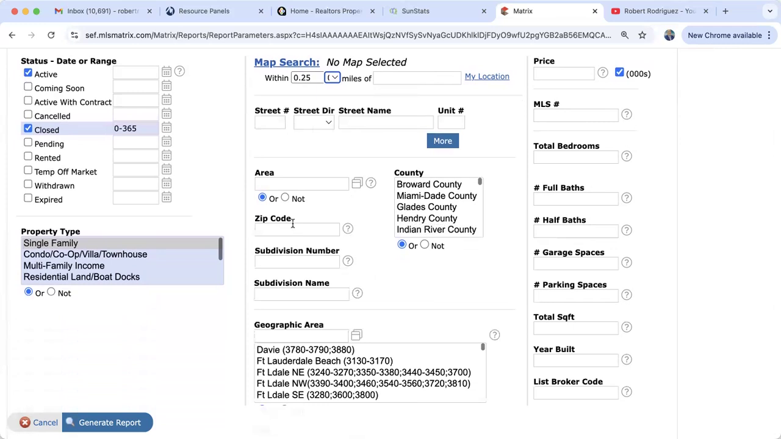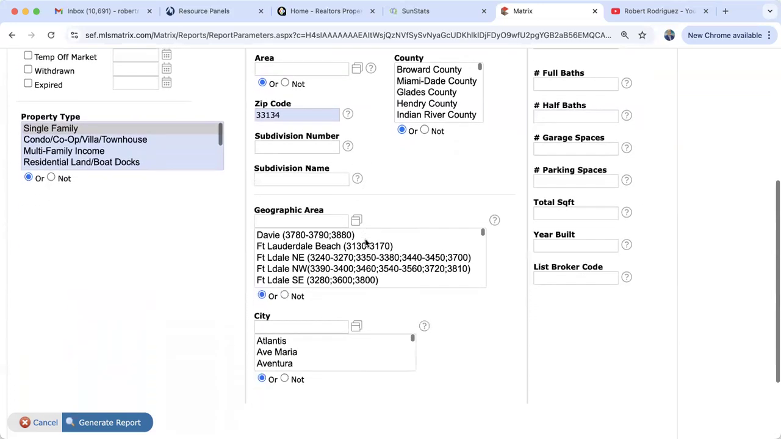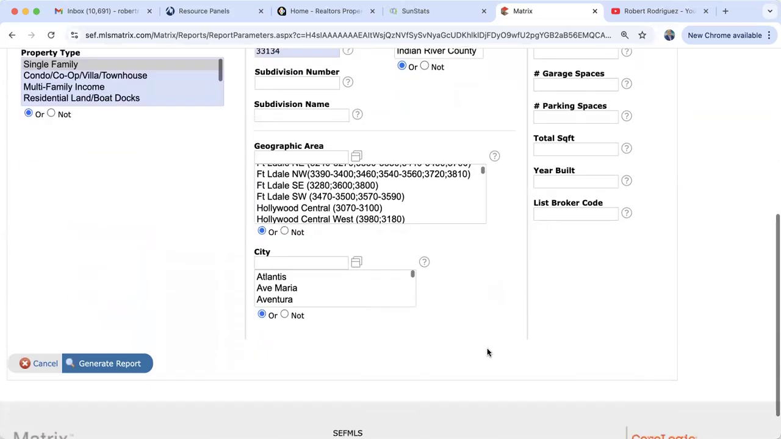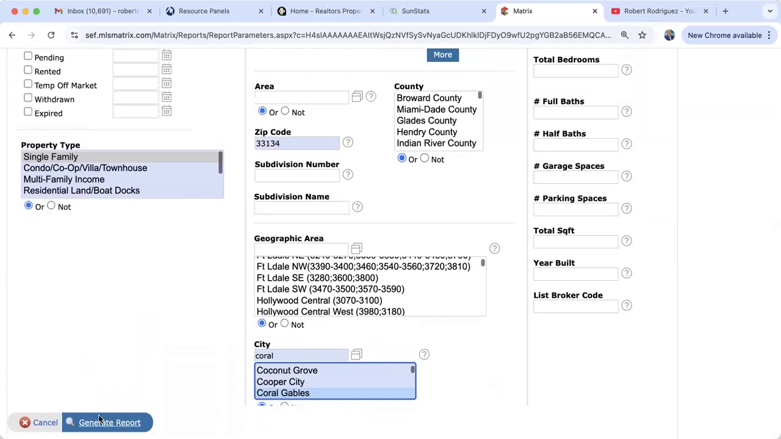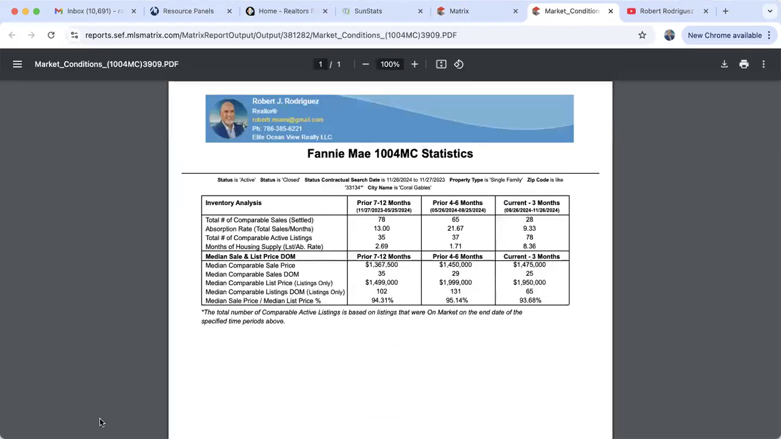All right, so I'm going to run this report for zip code, let's say 33134, which is a zip code here in Miami-Dade County in the city of Coral Gables. All right, so 33134. And if you want to make sure you stay within the Coral Gables city limits, then go ahead and run here Coral Gables and select it. All right, that's all we're going to do. We're going to go ahead and click on generate report, and I want to teach you how to read this report because it's a very important report for us realtors to understand what the market is doing.